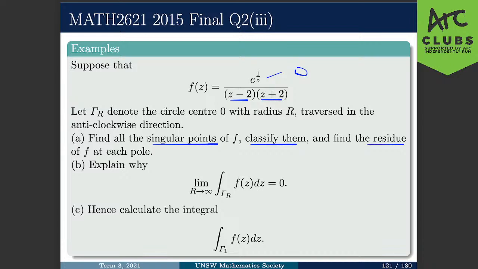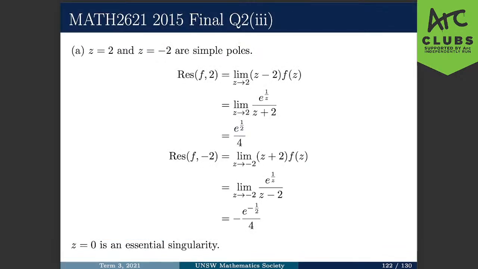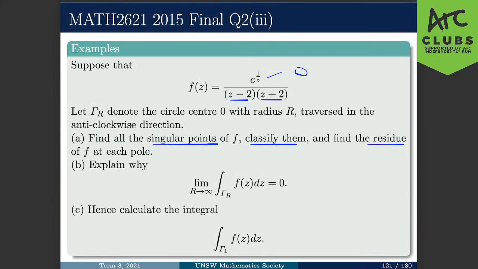Okay, classify them. We can see that 2 and -2 are both zeros of the bottom, but they are not double zeros or whatever. They are single zeros, so they are both simple poles. To calculate the residue of simple poles, we use the formula where we multiply by z minus 2 and then take the limit, and we are done. We do the same thing here: multiply by z plus 2 and evaluate the limit, which is super easy because you just cancel it off from the denominator and then substitute the value.